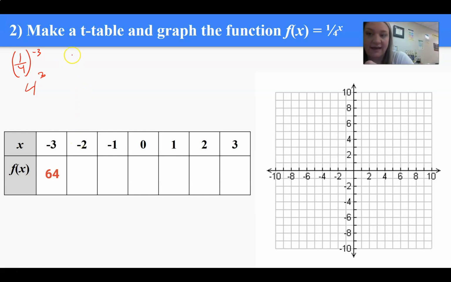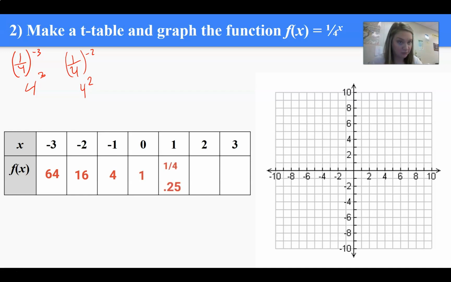Same thing with 1/2. If I have 1/4 raised to the negative 2 power, the fraction flips to get rid of that negative exponent. It becomes 4 squared, which is 16. All right, 1/4 to the negative 1 power flips over, becomes 4 to the power of 1. We have 4. Anything raised to the power of 0 is 1.